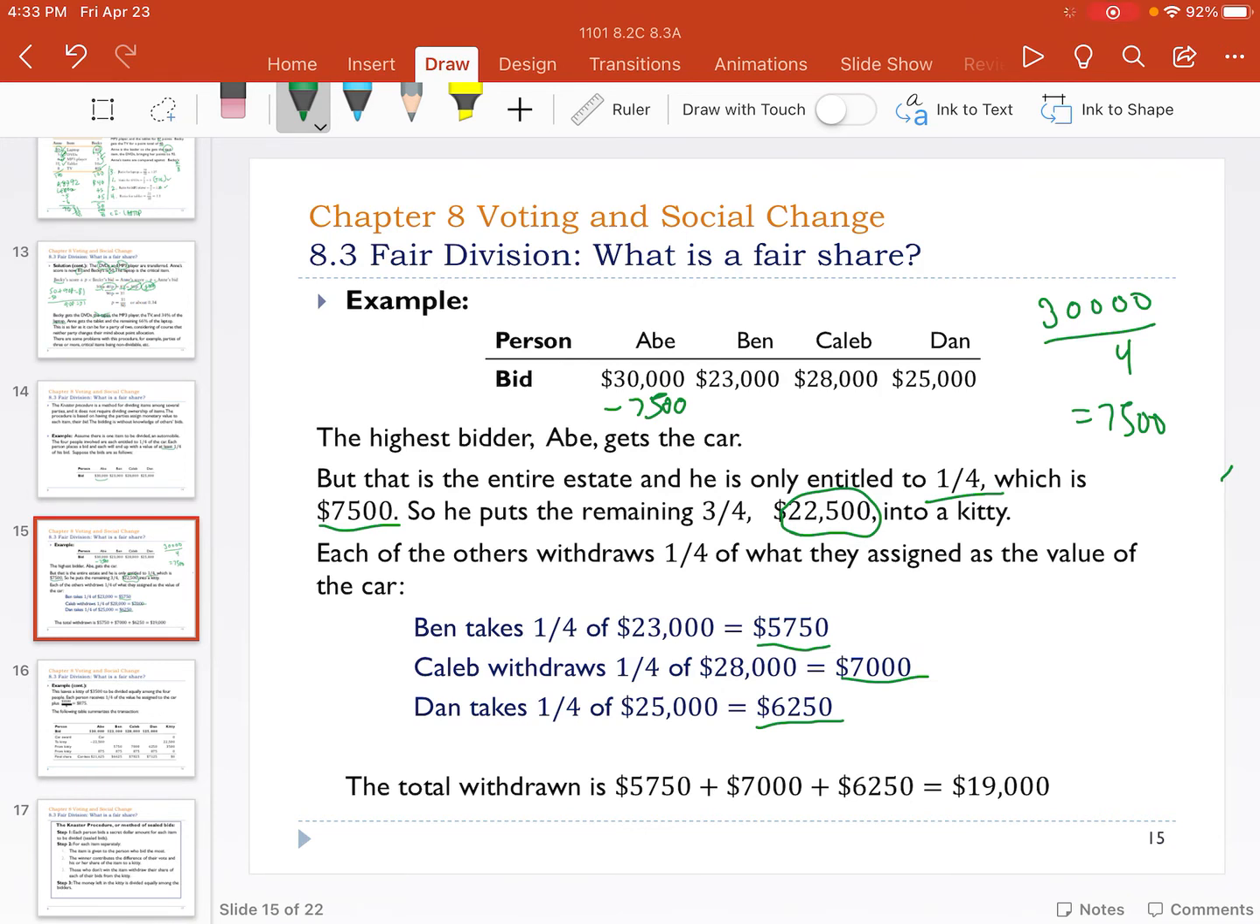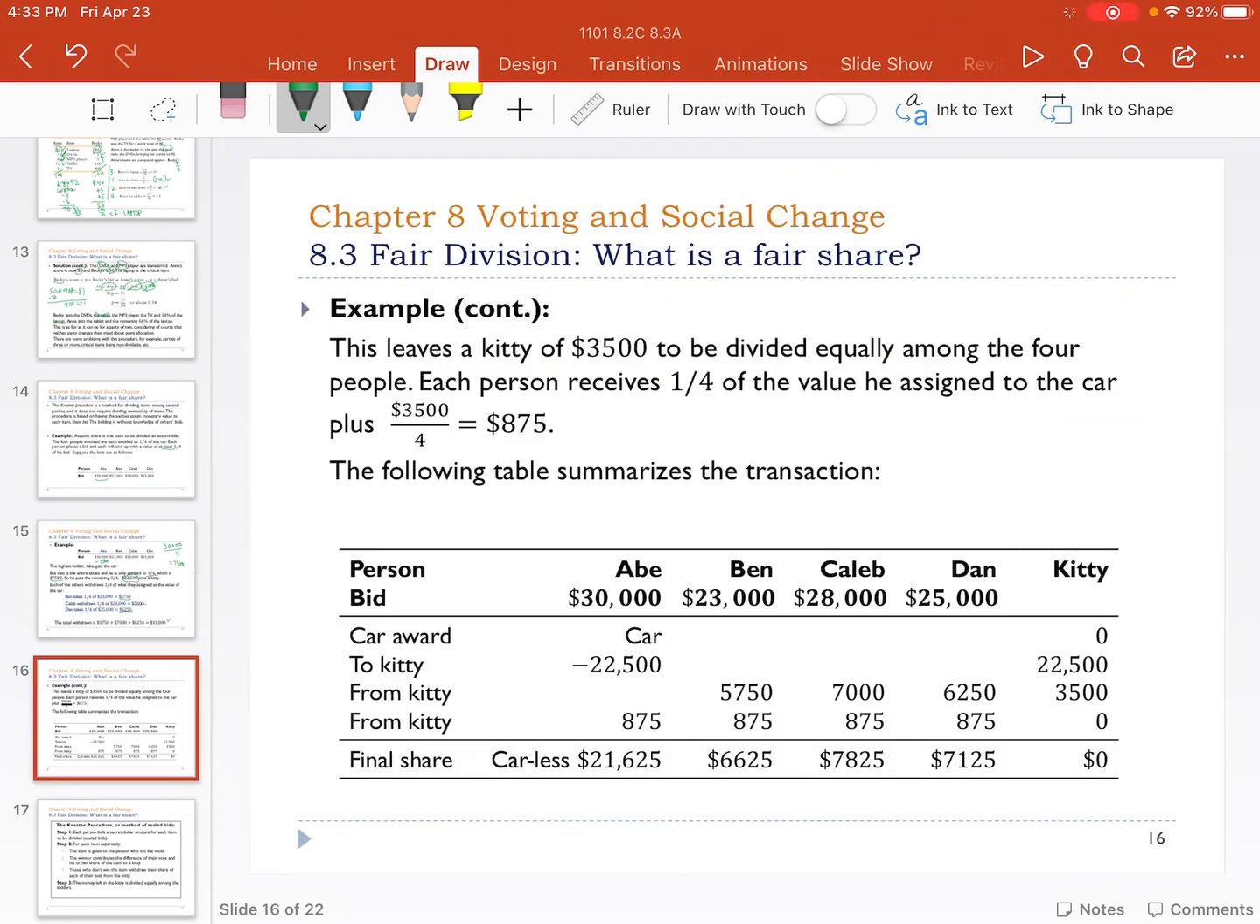Kitty's like a holding area until they decide what to do with it. It isn't like a cat. Well, anyway, Ben takes 1/4, Caleb takes 1/4, Dan takes 1/4. It's different money because they put different values. That's the tricky part of it. So we've withdrawn that amount of money, 19,000. Interesting. So we get into this kind of an accounting process. So if you like accounting, you'll love this part.